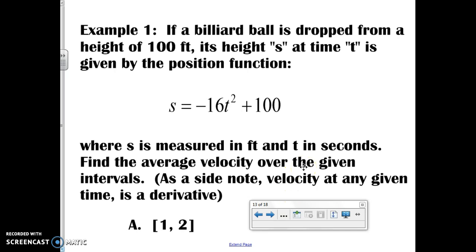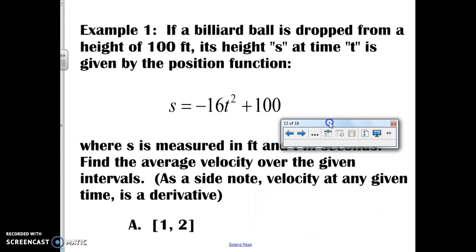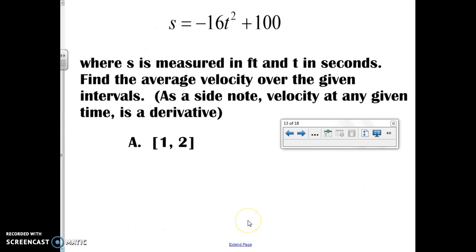So a billiard ball is going to be dropped from a height of 100 feet. Height S, again, position function, at time t is given by the function listed below. S equals negative 16t squared plus 100. S is measured in feet and time in seconds. We're supposed to find the average velocity, so average rate of change, slope, between the given intervals. So we're not going instantaneous velocity yet. We have not been asked to do a position or a derivative. We just want the average rate of change.